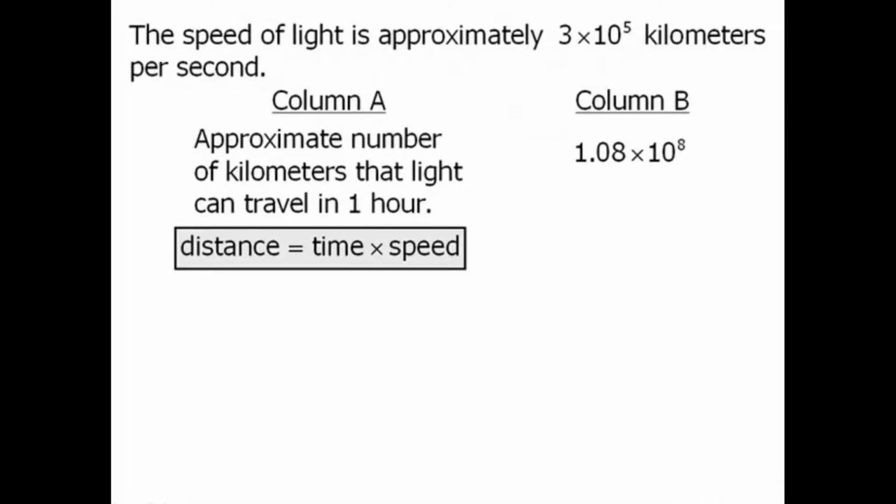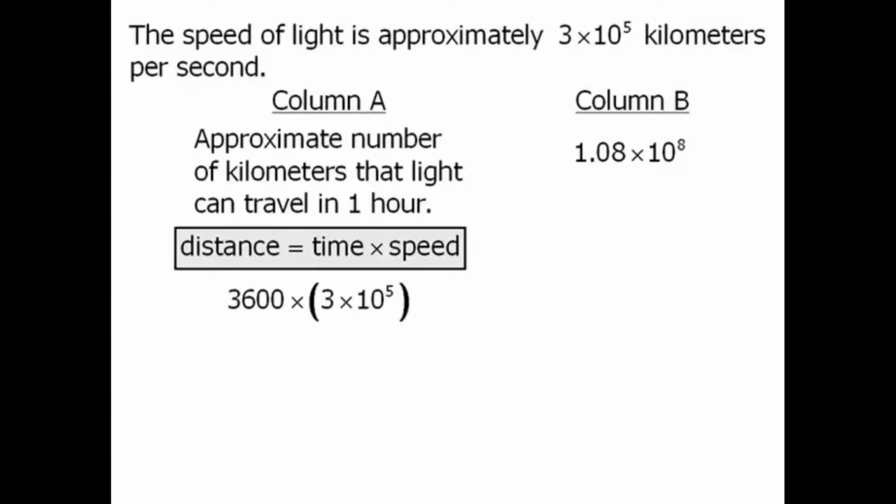All right, to calculate the distance in column A, we'll need the following formula. Now keep in mind here that column A requires us to determine the distance that light can travel in 1 hour, while the question gives us the speed of light in kilometers per second. So our first step here must be to convert 1 hour into seconds. Now 1 hour equals 3,600 seconds. So we can think of column A as really asking us the approximate number of kilometers that light can travel in 3,600 seconds. This will be equal to the time, 3,600 seconds, times the speed.